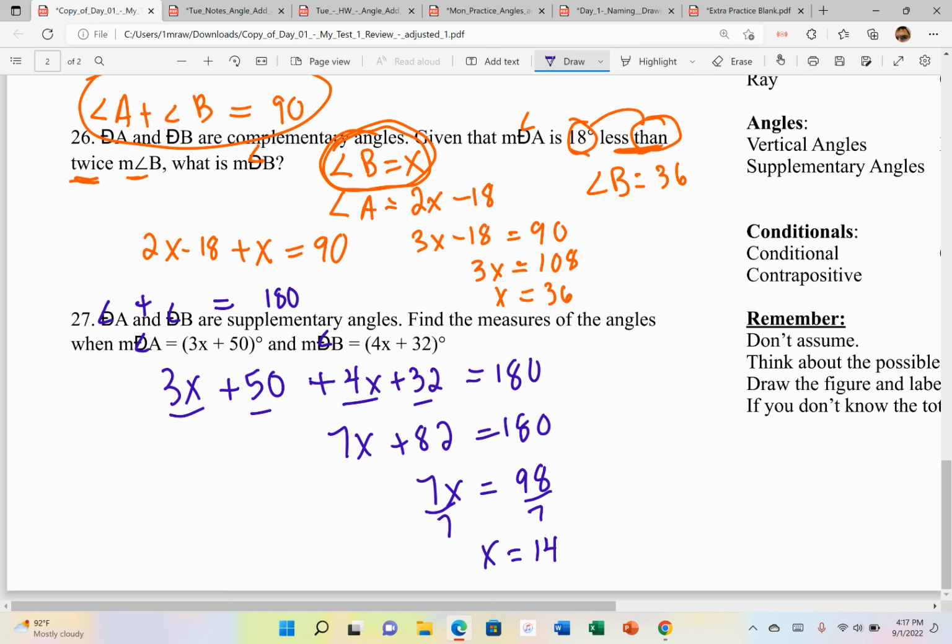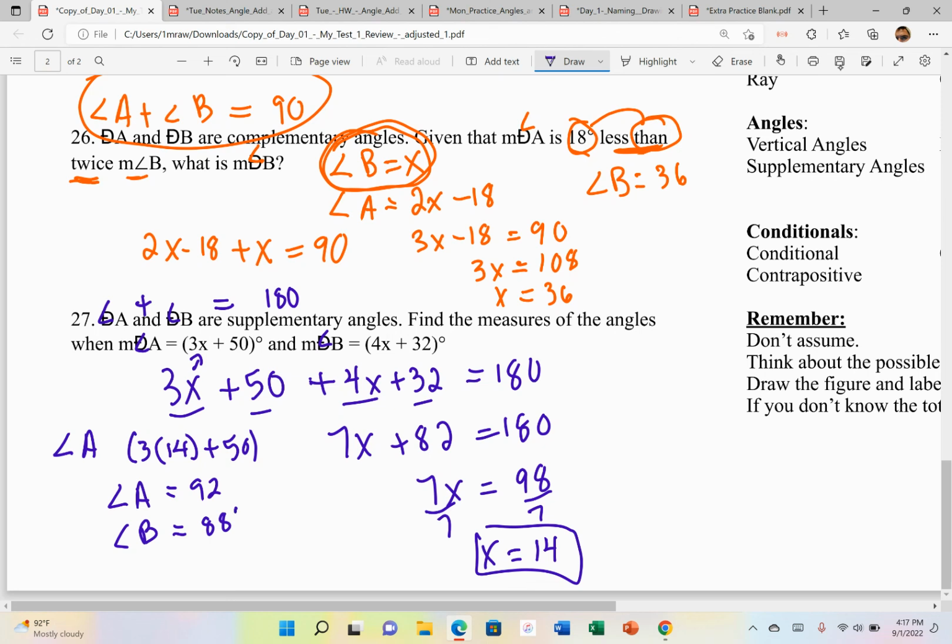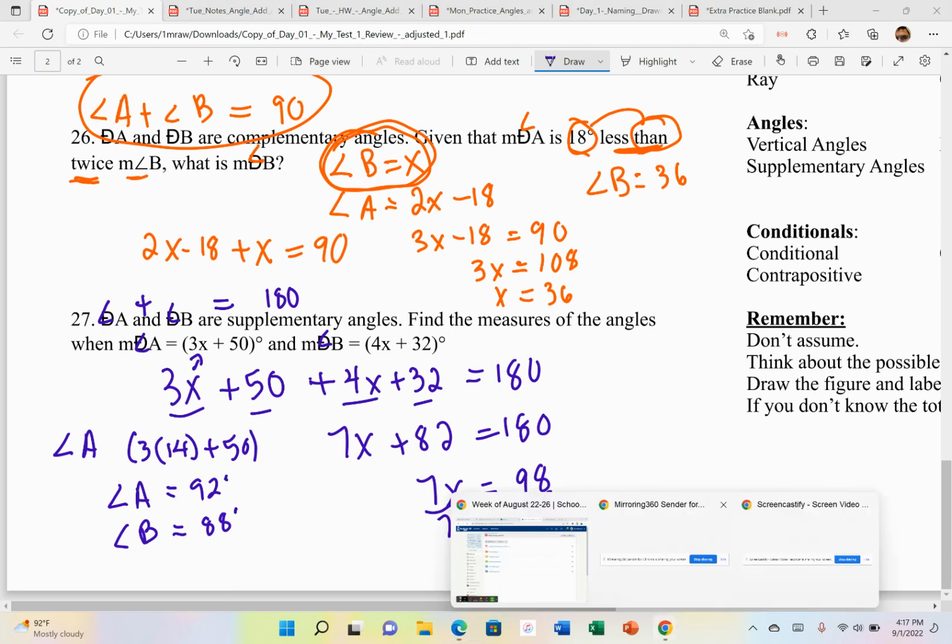Okay. Find the measures of the angles. So now we got to take that 14 and plug it in, right? So we do, for angle A, it's going to be 3x, 3 times 14, plus 50, which is 92. So angle A equals 92. Okay, which means angle B must be equal to 88. Because 92 plus 88 equals 180. Yay.